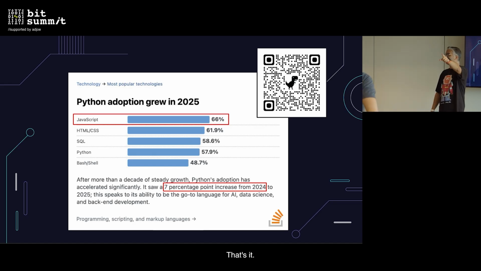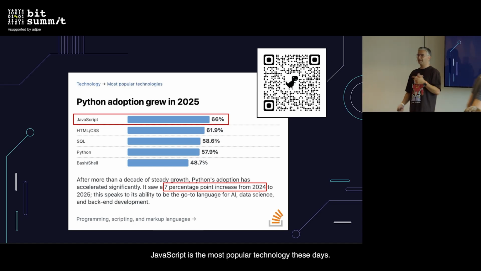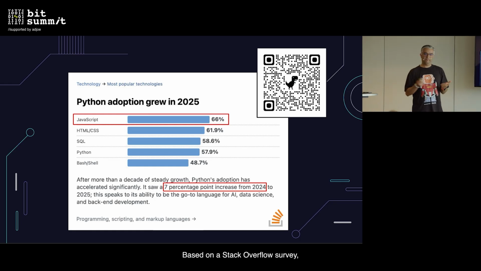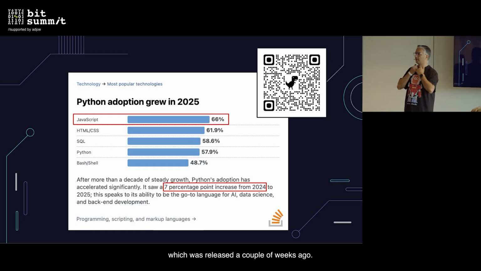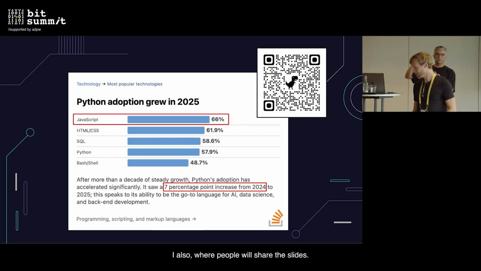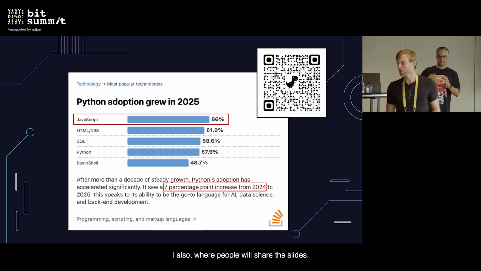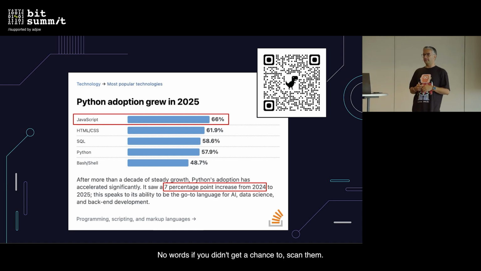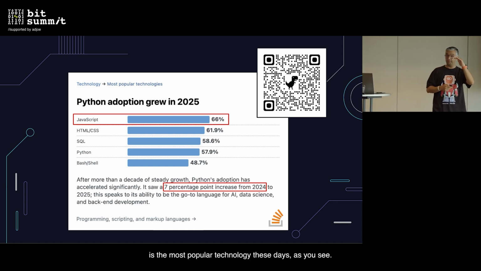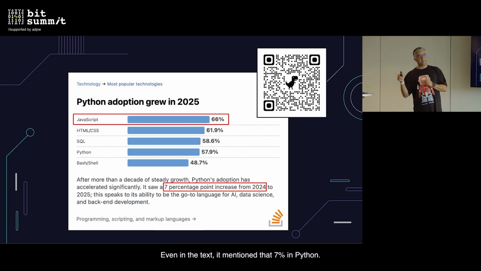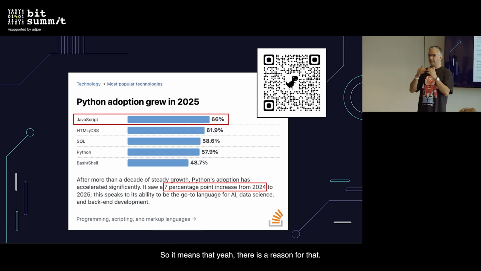JavaScript, that's it. JavaScript is the most popular technology these days out there, based on a Stack Overflow survey which was released a couple of weeks ago. There is a QR code. Also, our people will share the slides, so no worries if you didn't get a chance to scan them. As you see, even in the text, it mentioned 7% in Python. So there is a reason for that.